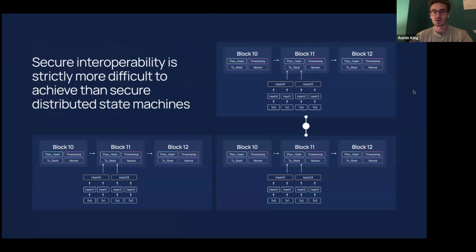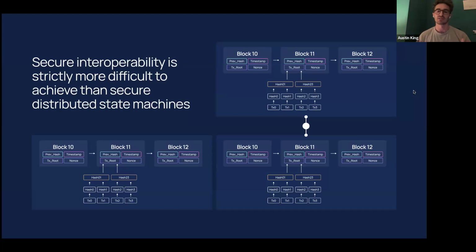So this is all premised on the fact that we all work in this industry. It's really difficult to build distributed state machines. That is behind almost all of the work that everybody on this call today does. It's really difficult to do. Interoperability at large, though, is about trying to get a distributed state machine to talk to another distributed state machine. So it's strictly more complex than just getting a secure distributed state machine in itself.